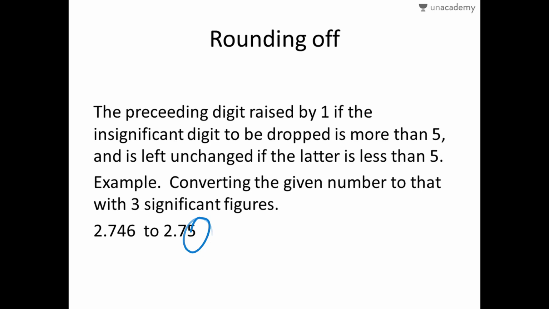And if the last number is less than 5, then the penultimate number or digit is left unchanged. That is, if it was 2.745 instead of 6, then it would have been 2.74. The digit 4 would not have been changed.